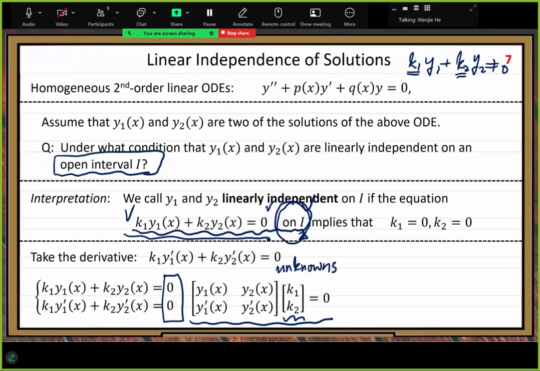Here we want to determine the solution of this linear system, because K1, K2 are unknown. In order to find K1, K2, we need to solve this linear system for the unknowns K1, K2. So here's the question.